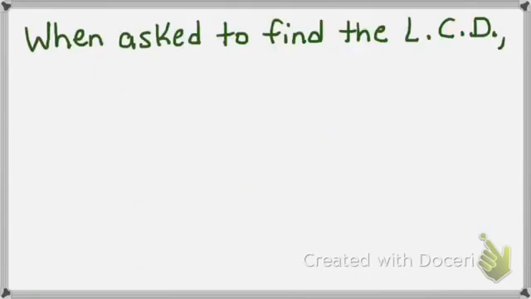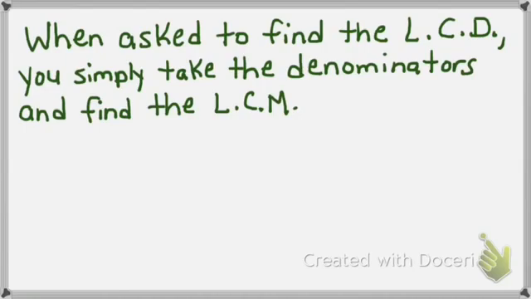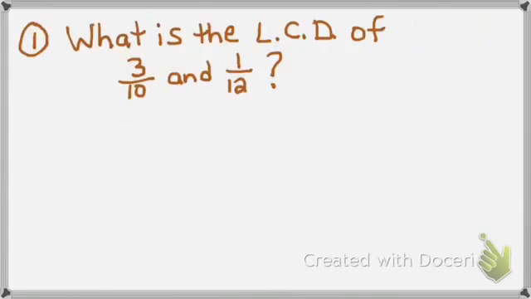And when asked to find an LCD, you'll be given fractions, not whole numbers. So you simply take the denominators of those fractions and find the LCM of them, just like we learned in the last lesson, Packet D, Lesson 1. It's that simple. You find the LCM of all the denominators.